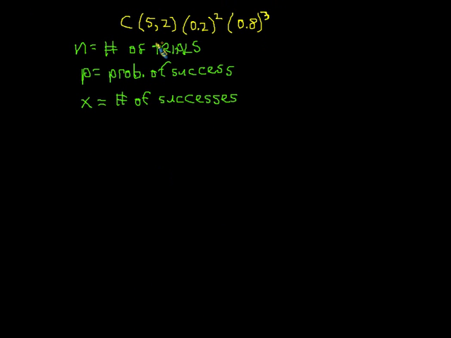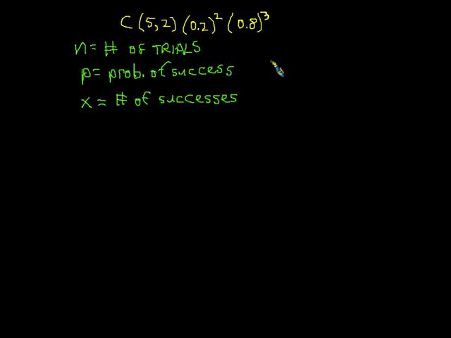In order to generalize, in order to take this specific formula and make it general, we need some definitions. So we're going to call n the number of trials, which is not too surprising to us. We've seen that in the past. We'll call p, a lowercase p, the probability of a success, and x will equal the number of successes.